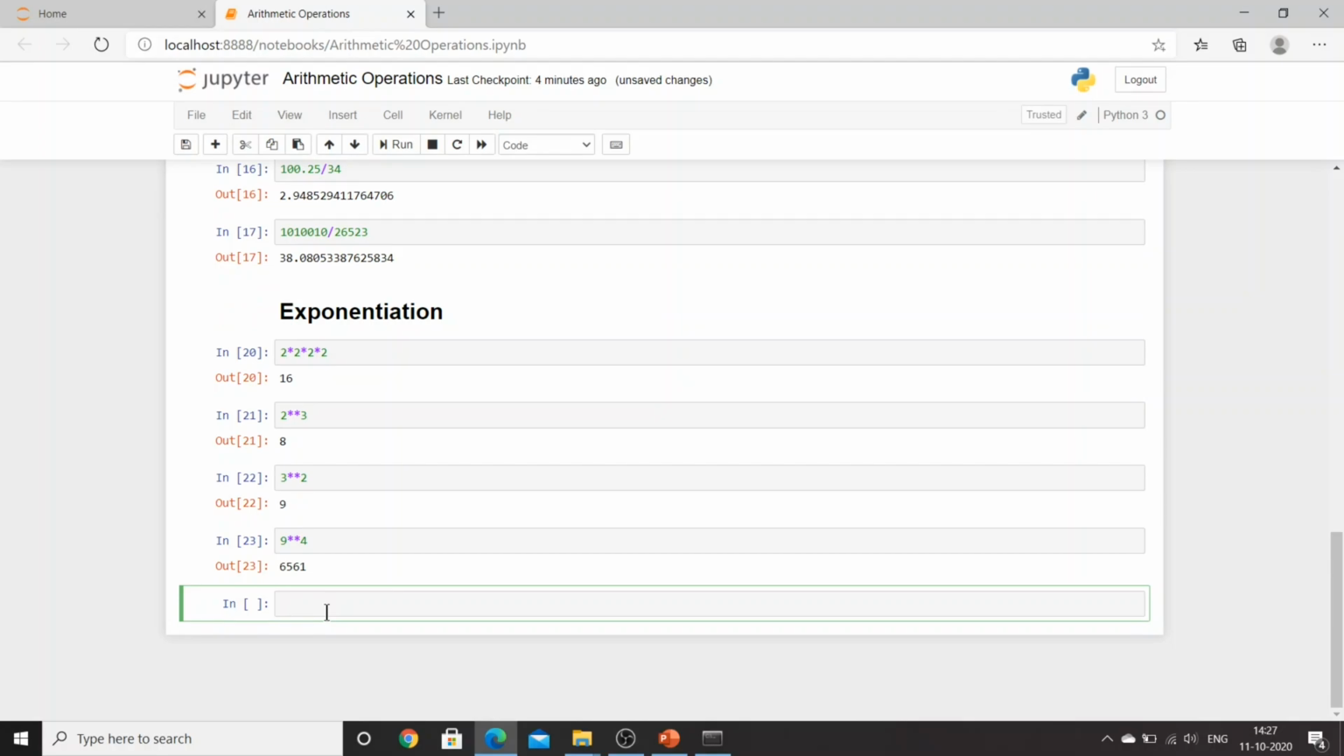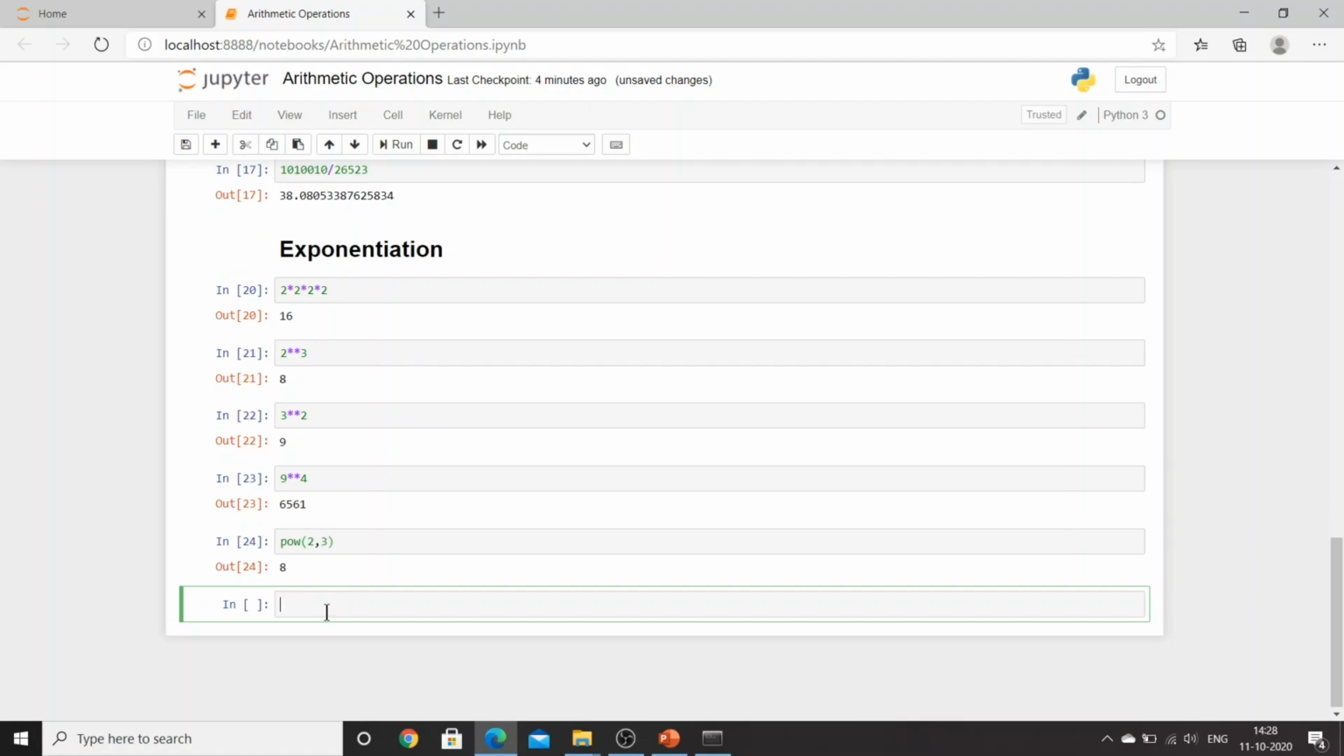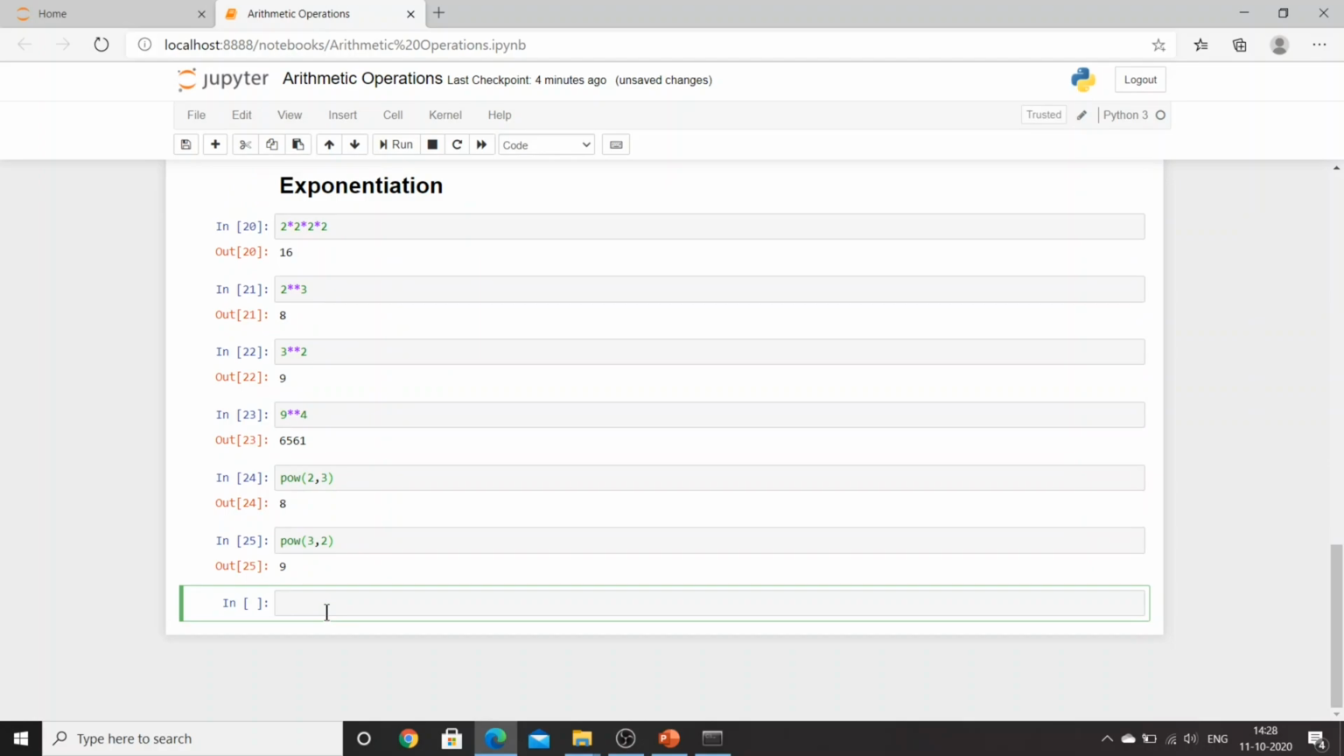Another way of doing this power operation is by using pow. I'll use the same set of numbers. I'll use pow with 3, 2, and pow with 9, 4. If it is a to the power b, the first number would be a and the second number would be b, right? First number a and second number b. In this way you can get it.